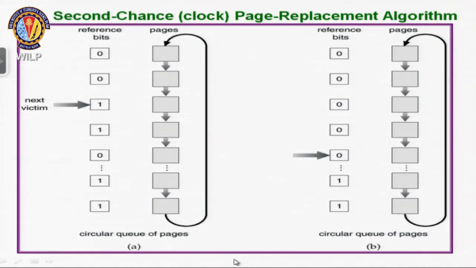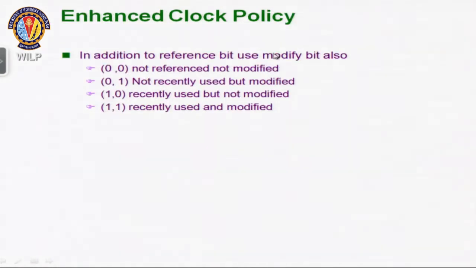So instead of 1 bit, we would have 2 bits. One is a reference bit and another is a modify bit. So these 4 combinations we can very clearly see would arise. That is 0 0. So 0 0 corresponds to not referenced, not modified. If the modify bit is 0, that essentially means that the frame is not modified. If the modify bit is 1, that essentially means it has been modified.